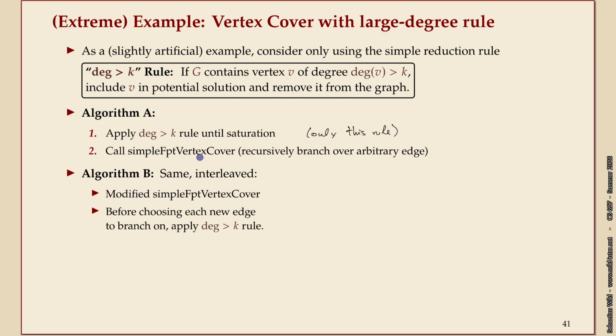And then we call the same algorithm that we've had before, the simple version, the baby FPT algorithm from all the way back, where we just take an arbitrary edge and say, well, I'm going to include either one endpoint or the other, so I get this 2 to the k search space. Okay, that's the simple FPT vertex cover. And algorithm B is the same idea, same ingredients, but interleaved. So we modify this algorithm, keep the same basic recursive structure, but we check whether we can remove more high-degree vertices in each recursive call.